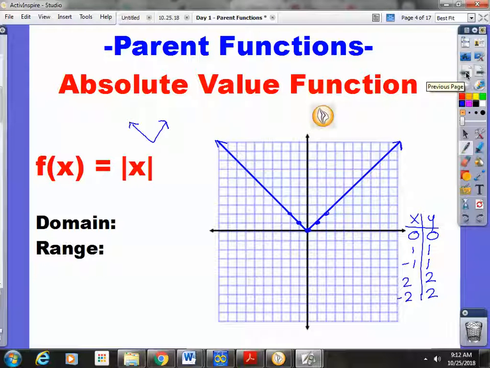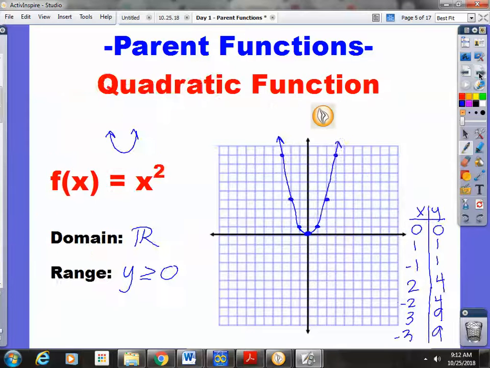What is the domain of this absolute value function? And the range? Y is greater than or equal to 0. If I gave you any of these functions, could you easily identify what shape they're taking? That's what we're doing in the next slide.